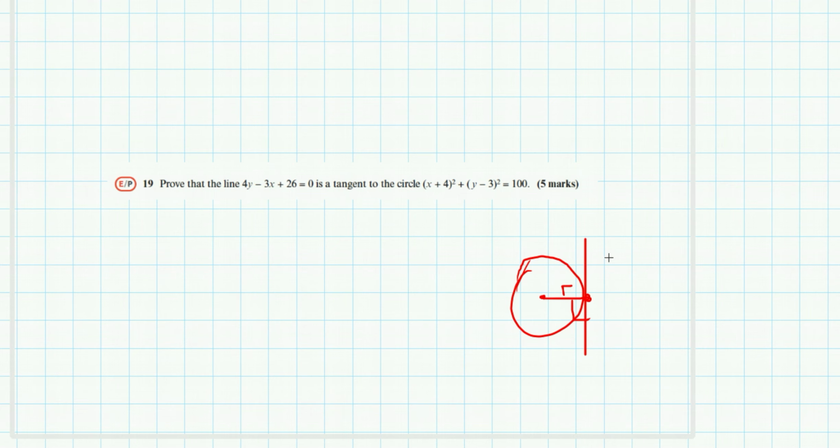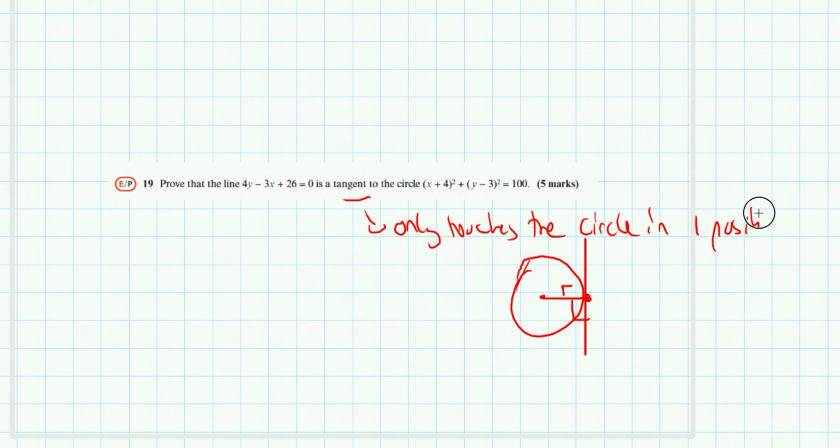I'm trying to think what else we could do. We could also prove that if it's a tangent to the circle, it only touches the curve or the circle in one position. So therefore, there is only one solution to the equation if we substitute y or x into the circle. So I think that second option is the most effective option here. That's why it's important to have a think about your situation before you go ahead and prove it, because I think the radius one will be a longer way to prove. While here we can say that it only touches in one position, so therefore only one solution.